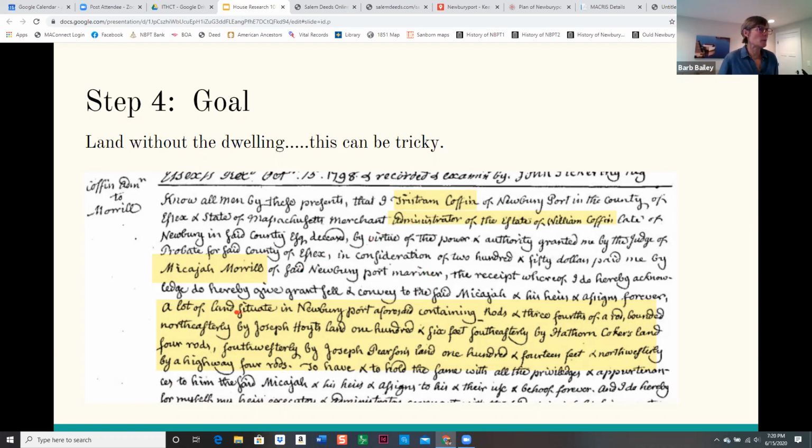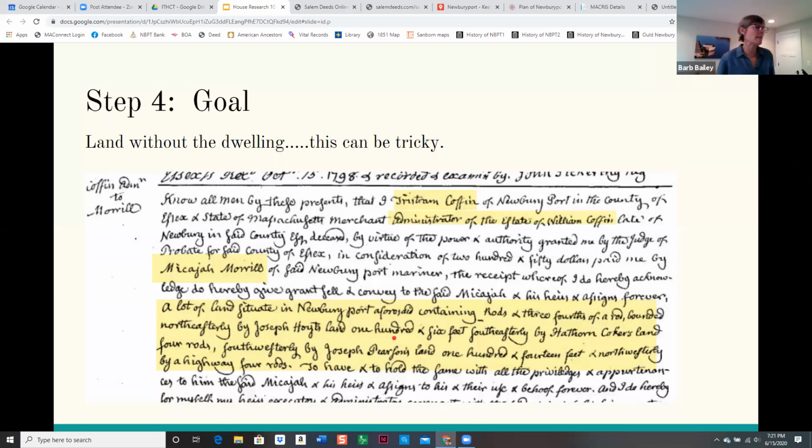So here's the description. This says a lot of land situate in Newburyport containing, and then notice that it says blank rods and 3/4 of a rod. The other thing we find with some of these handwritten deeds is they're not always 100% accurate. It's only as accurate as the person who was writing it. So whoever was writing this one must have looked up to take a sip of coffee and then forgot to put how many rods there were. So that part is missing. But everything else in the deed matches up to the abutters who I'd been tracking all the way back here. And when we get to some of these older ones, oftentimes there's not even how many feet there are. It might just say, bounded northeasterly by Joseph Hoyt, and not even give a dimension. So knowing who the abutters are is really, really important.